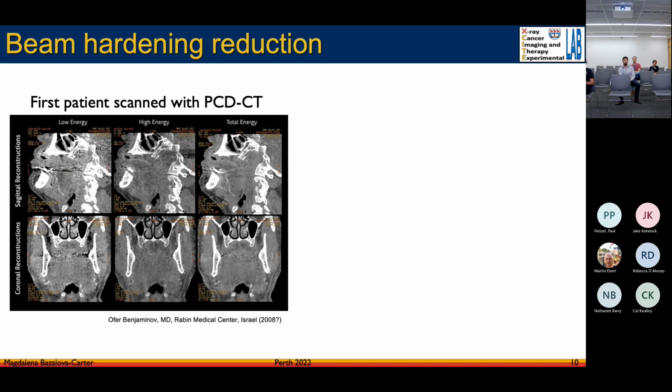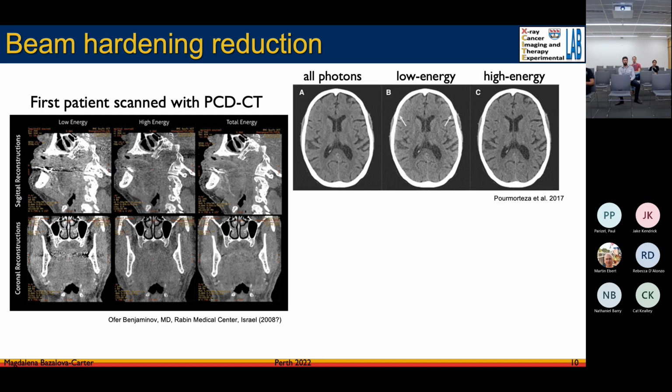So you see, these are the sagittal views, where the low energy X-rays create lots of beam hardening. They're typically visualized between bony structures. If you go to high energy, there is not that much beam hardening. And if you look at all the energy, there is, of course, some. So when you select the high energy data, you can decrease beam hardening. But of course, the data is then noisier because you're not using all the photons for image reconstruction.